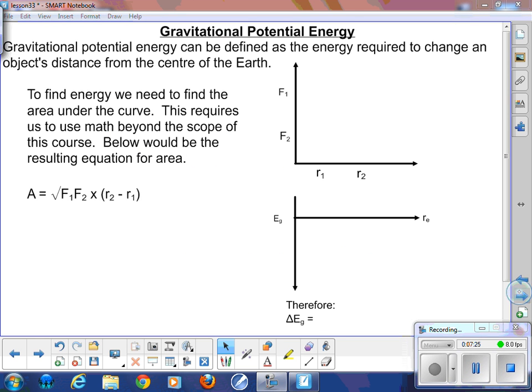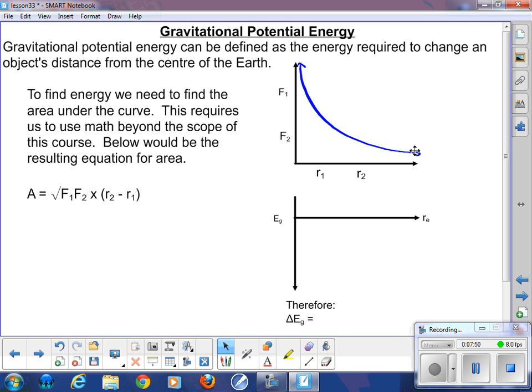All right, so as we move on then, let's talk about gravitational potential energy. Gravitational potential energy is defined as the energy required to change an object's distance from the center of the Earth. So, looking at the diagrams here to the right, we know that the curve is going to look something like this.